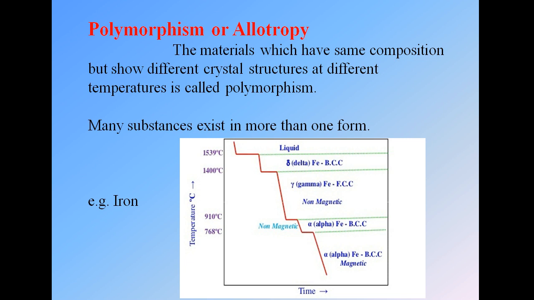It is first at the bottom, BCC, body centered cubic structure. After heating it above 900 degrees Celsius, it changes from BCC to FCC, and again above 1400 it changes from FCC to BCC. Means the material is same, it just changes its structure as per the temperature. This is called allotropy. Okay, remember the example, that is iron.